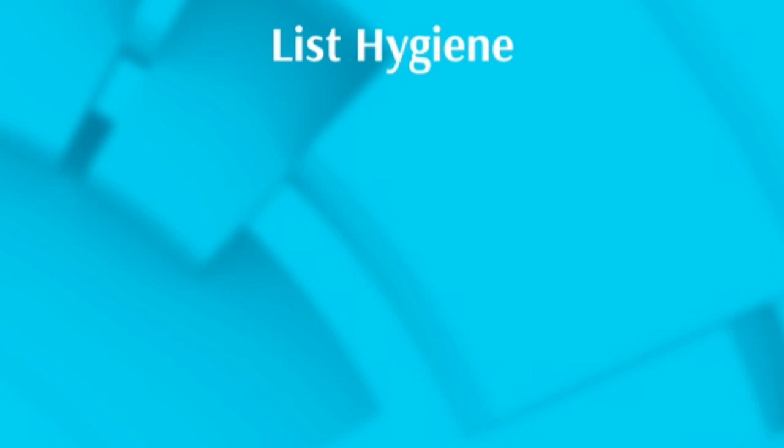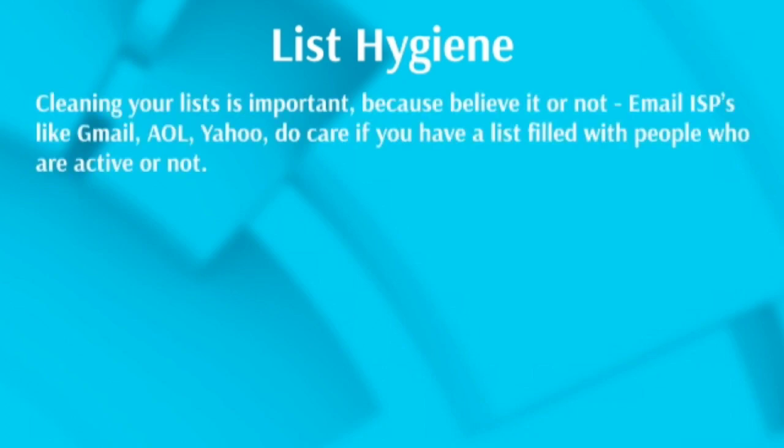So kind of going back to what we talked about in single opt-in versus double opt-in. If you create a double opt-in list, you still need to do a little bit of cleaning, but not as much as compared to that of a single opt-in list where you could be getting a bunch of fake emails. So in other words, cleaning your lists consistently and maintaining that every single month, because like I said, email ISPs like Gmail, AOL, Yahoo, they do care if you have people on your list that are actually active or not. If they're not, that can be an issue.